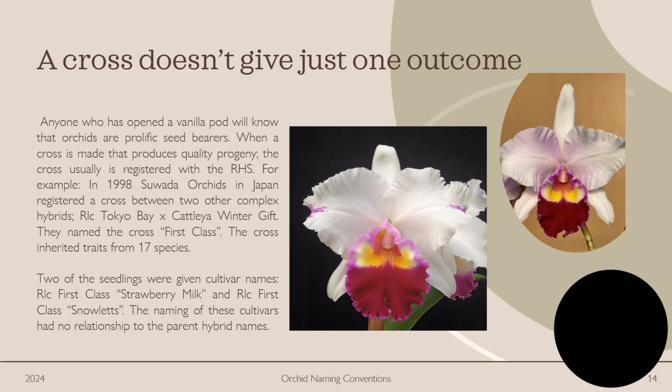Two of the seedlings were given cultivar names. The first was RLC First Class Strawberry Milk. That's the larger picture you see to the right, the first one. And the other was named RLC First Class Snowlets. But the naming of these two cultivars has no relationship to the parent hybrid names, because maybe Snowlets perhaps came from Cattleya Winter Gift. That gives you an example of how a complex cross is taken and named.